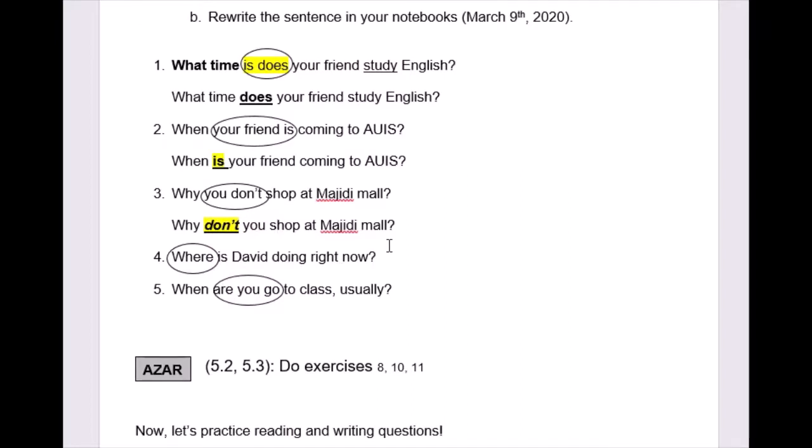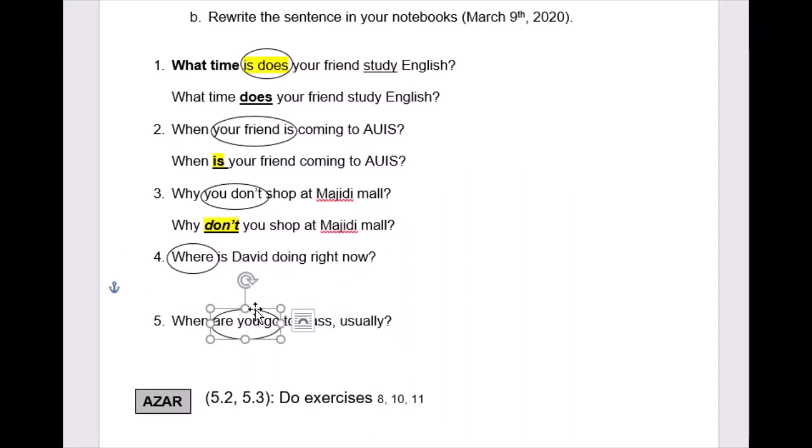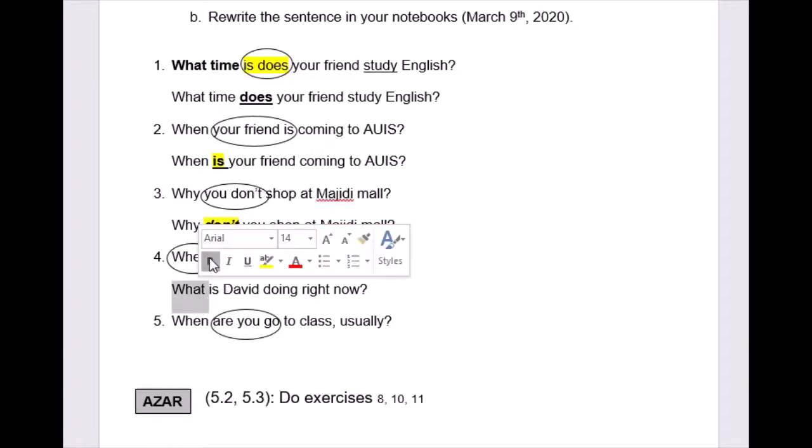All right, number 4. Where is David doing right now? I don't understand. I think I have to change the question word. Can I say why is David doing right now? When is David doing right now? No, I need what is David doing right now? Okay, that's better.